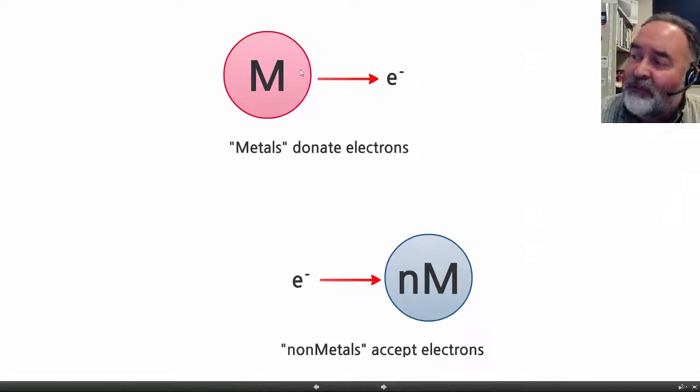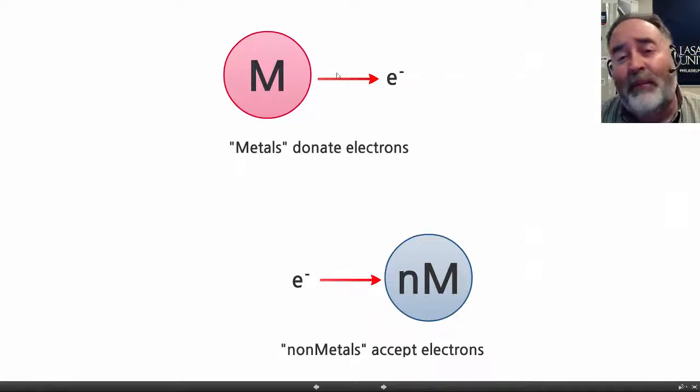Okay. The first one is that one of the two atoms donates an electron. It turns out that one of the atoms has an electron to spare, and one of the atoms over here has an electron that it might like to have. It could be an ionic reaction where it gives it away, but metals, which I've designated here as an M, tend to give up their electrons.